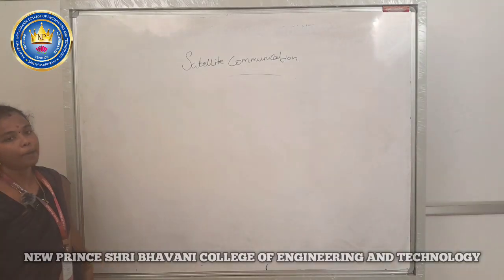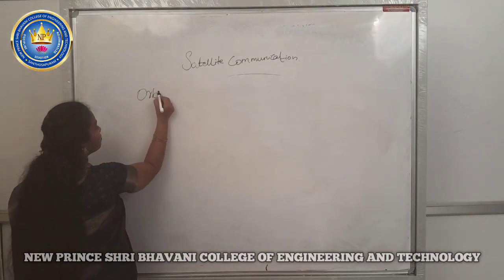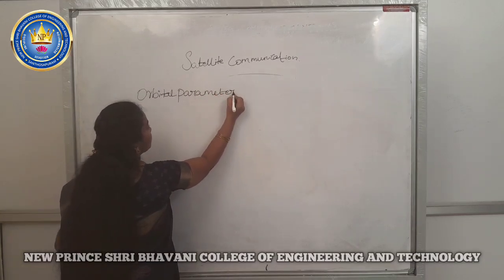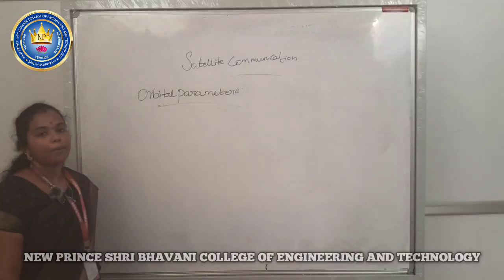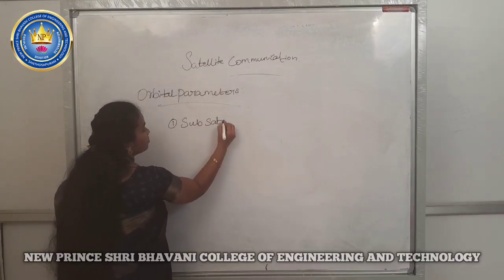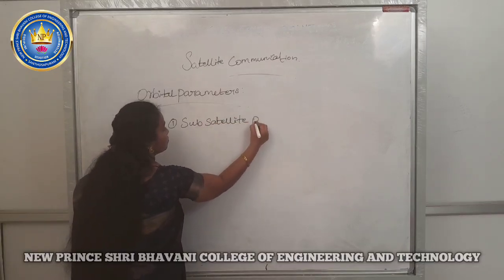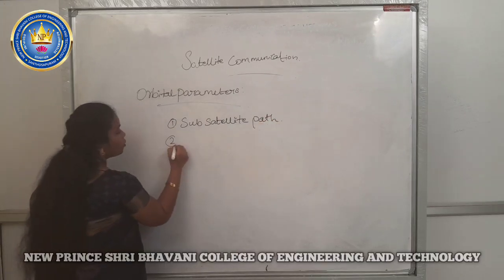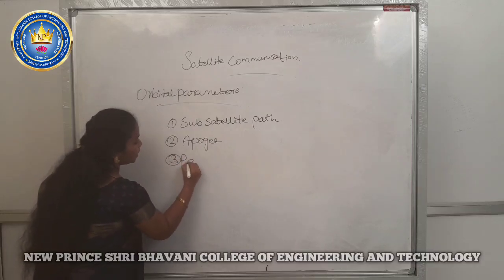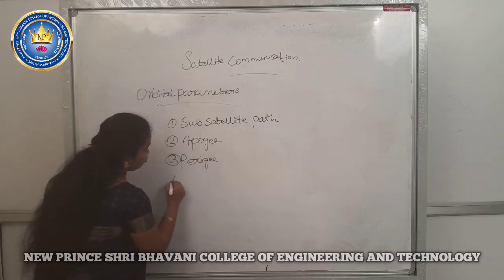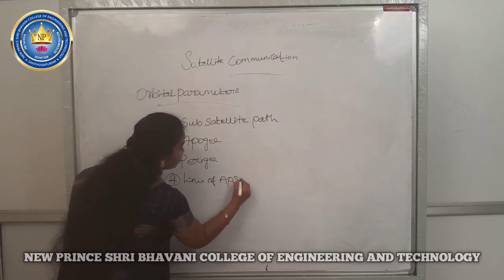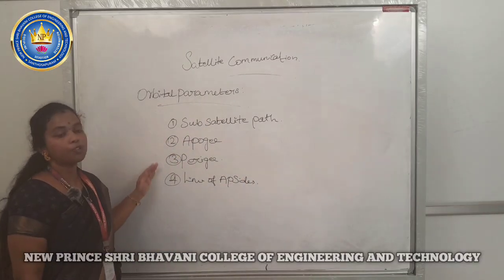Then we move on to orbital parameters. Orbital parameters are: the first one is sub-satellite path, second one is apogee, third one is perigee, fourth one is line of apsides. First, we must see these four important points.